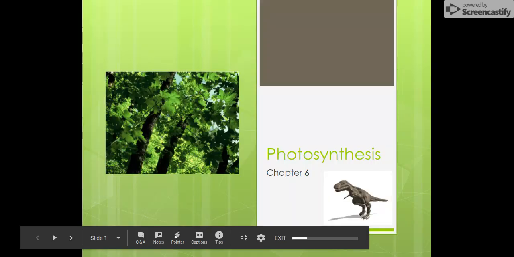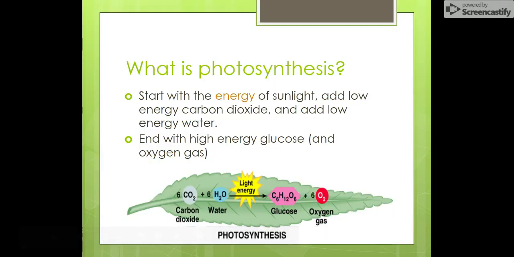Okay. Chapter 6 is going to be over photosynthesis. So we're all probably somewhat familiar with photosynthesis, that process that plants do, right? One of the things you'll want to make sure that you know is the equation for photosynthesis. Okay, so what are the reactants? What do we need for photosynthesis to happen? And then in the end of the whole process, what do we get out of it?